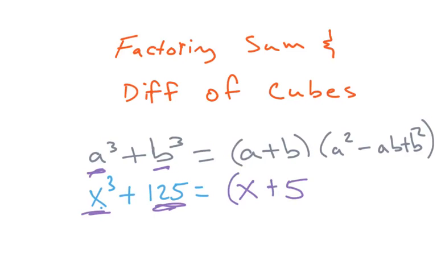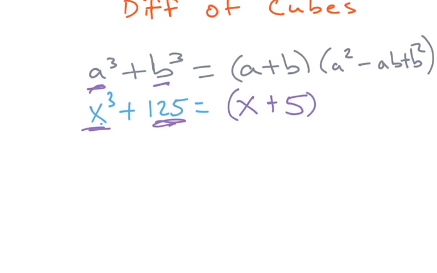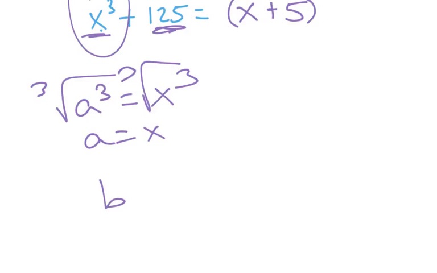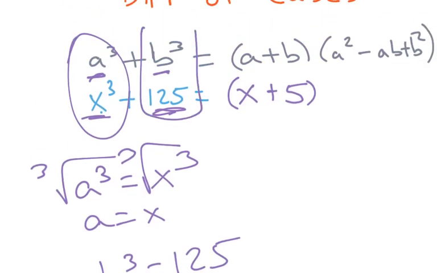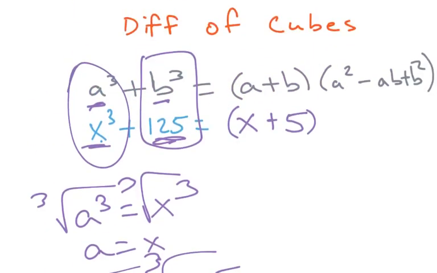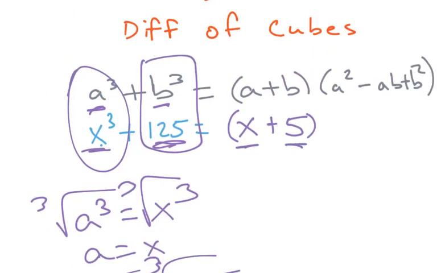Okay. So again, if you need some visualization, I'm saying a cubed is equal to x cubed for the first part. And if you take the cube root of both sides, you get a is x. And then I'm saying b cubed is equal to 125 for the second part. If you take the cube root of that, you get b to be 5. So that's how I'm getting this x and this 5 here.